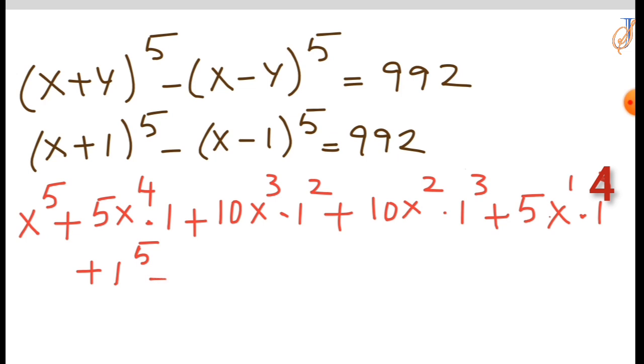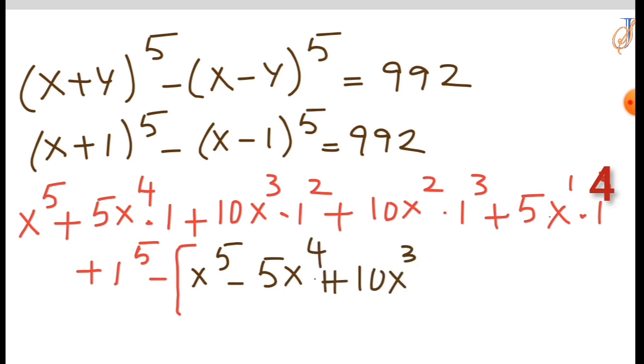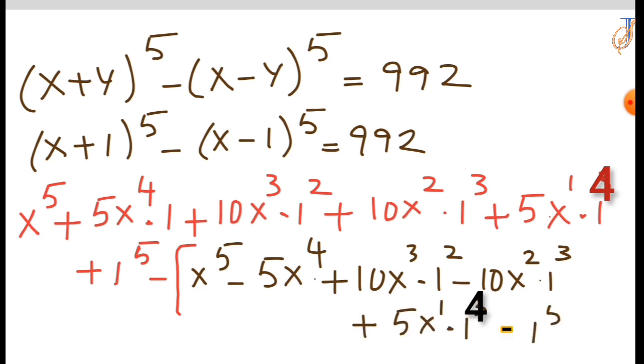Here, we write the expression the same way, only the alternate signs will be changed. That is x^5 − 5x^4 + 10x^3 − 10x^2 times 1^3 + 5x times 1^4 − 1^5, and that is equal to 992.